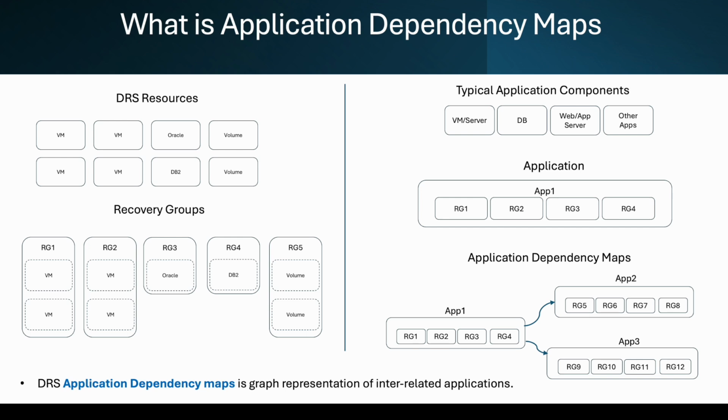To solve this, IBM Storage Defender introduced application dependency maps. A dependency map is a graph representation that shows how applications and their components are connected and dependent on each other. This graph helps users to clearly understand what needs to be recovered first and what comes next.